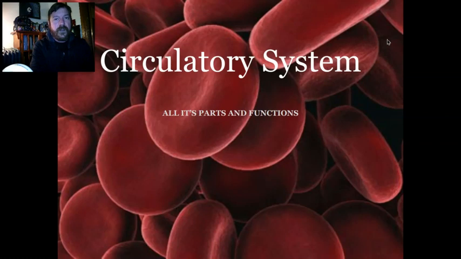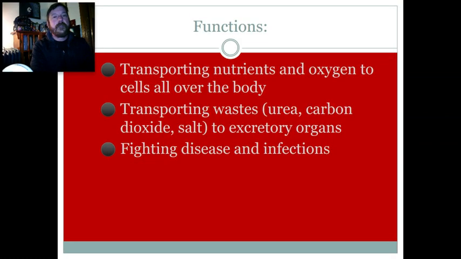This is Mr. Hunter. Tonight I'll be presenting to you the circulatory system. The major functions of this system are fairly simple. It is to transport oxygen and nutrients to the cells, and waste products such as urea and carbon dioxide away from the cells.